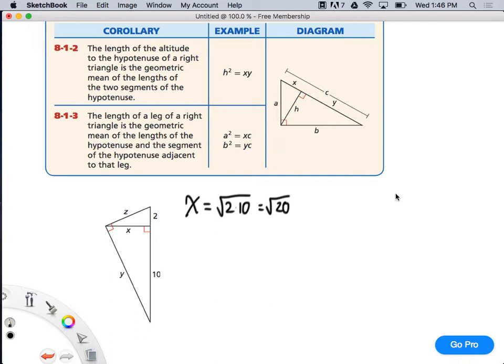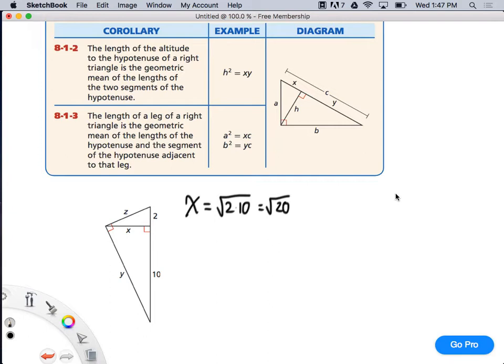Now, y, now this is a little different, right? I'm not trying to find x anymore. I'm not trying to find the length of the altitude. I'm trying to find the length of this side of the triangle. Well, this altitude splits this hypotenuse into two line segments, and one of those line segments is on the same side as this side, right? That's why I'm color coding it in blue.